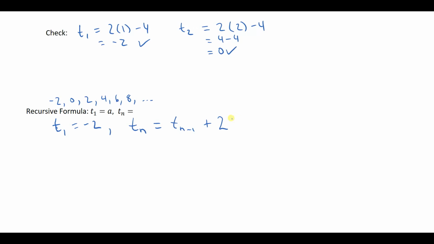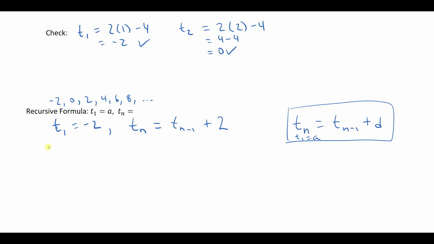It makes a lot of sense since we're always going up by 2. We find the new value by adding 2. And in general, any recursive formula, we can do the same thing. Tn is equal to Tn minus 1 plus the difference between consecutive terms. So that's our general recursive formula. And with recursive formula, you also have to always give the first term.